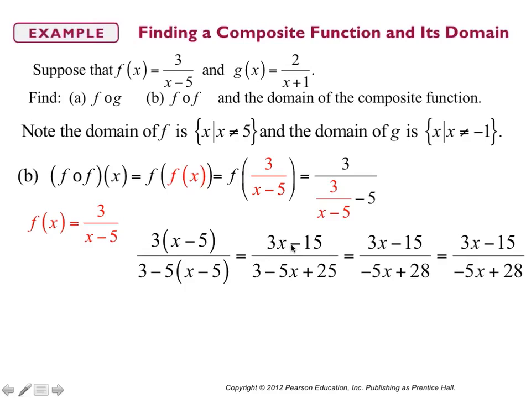And then we distribute, so we have 3x minus 15 left in our numerator, and then we have 3 minus 5x plus 25 when we go ahead and factor through our negative 5. Then we combine like terms, so we have 3x minus 15 over negative 5x plus 28.